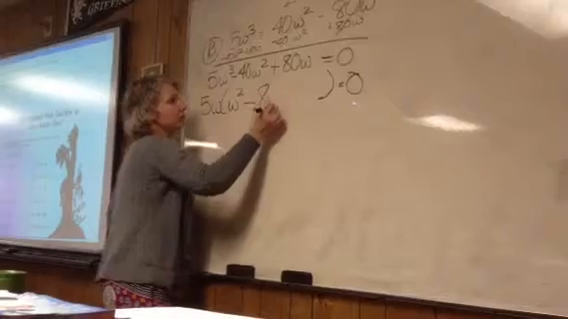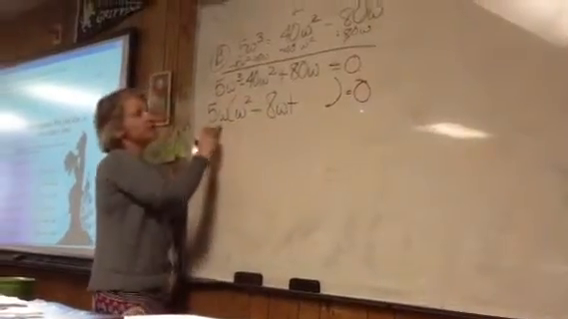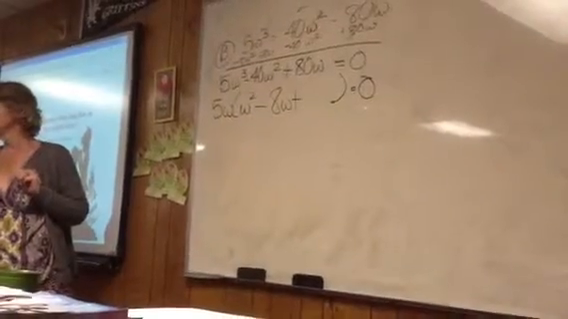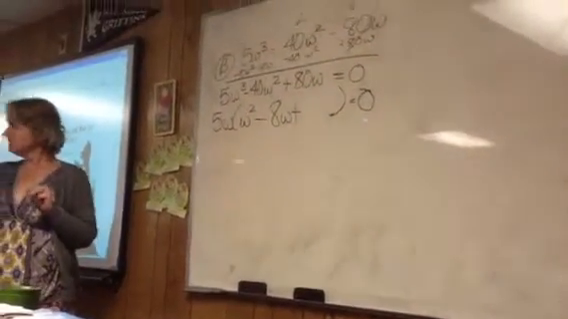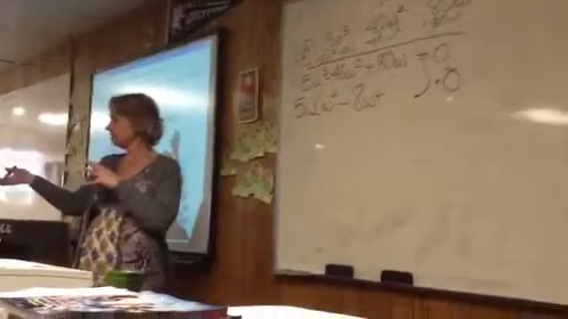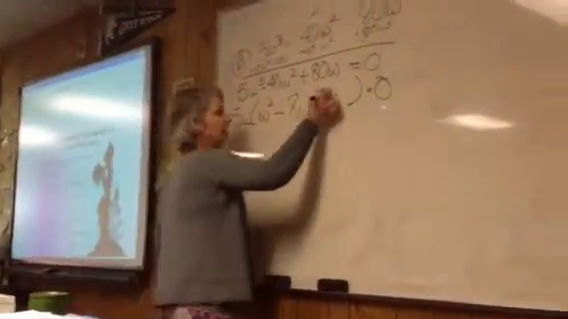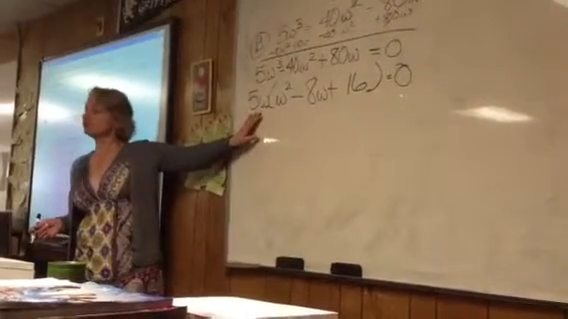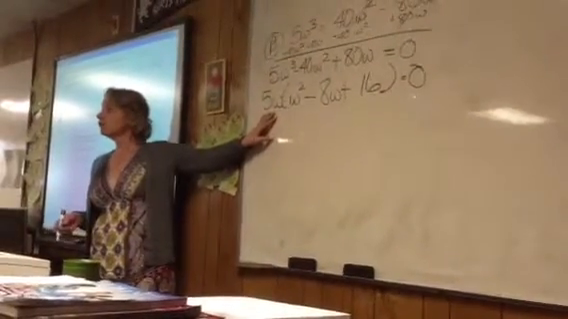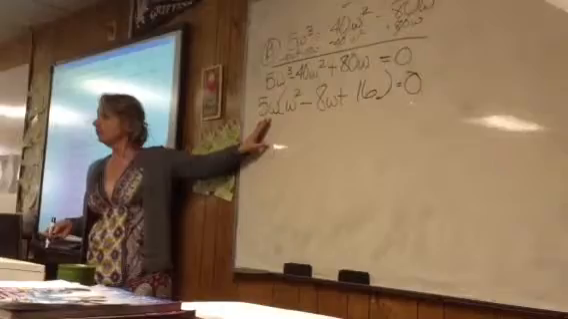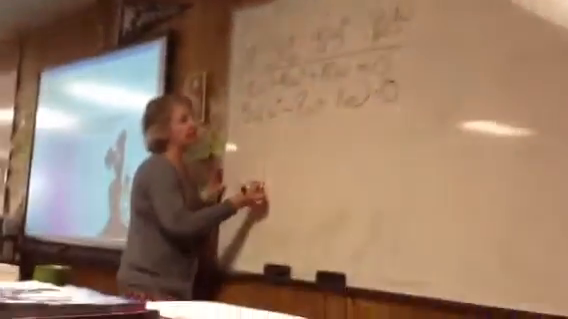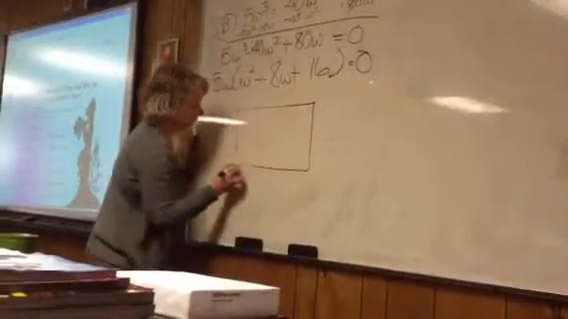8W. Perfect. 5W out of 80W? 16. Good. So we've got one of our factors. How do we find the other ones? How are we going to find that? Factor this. Factor what's inside the parentheses.